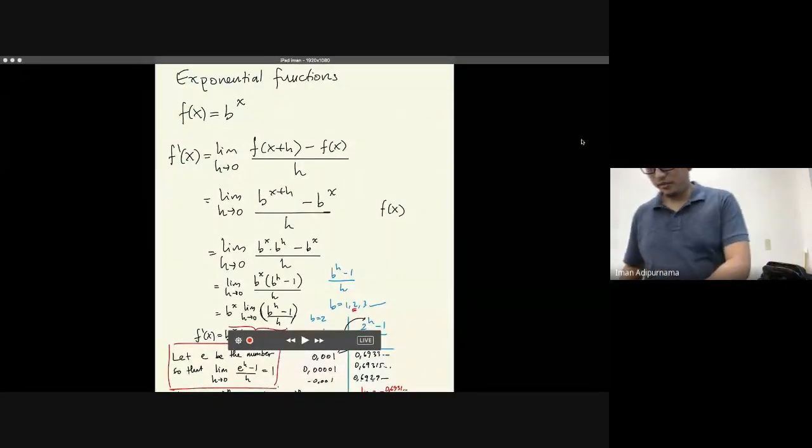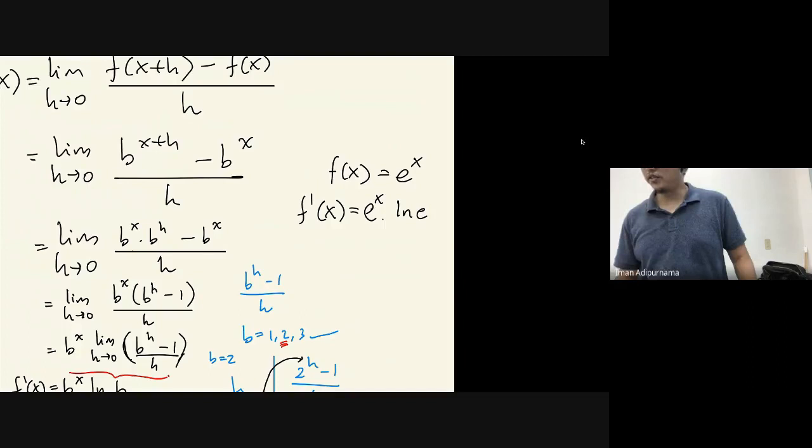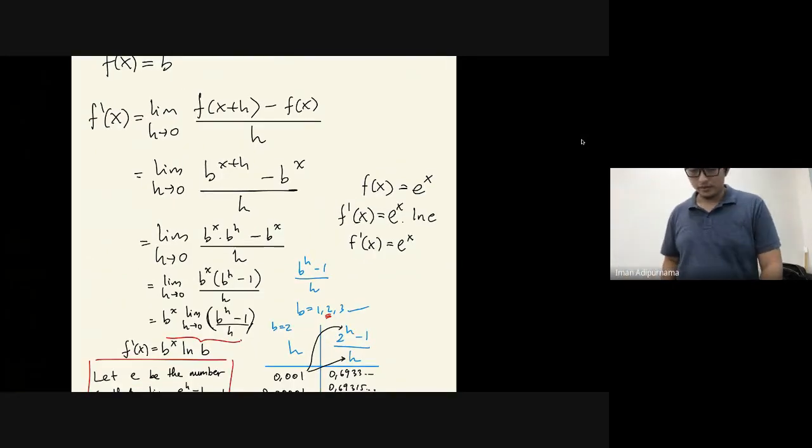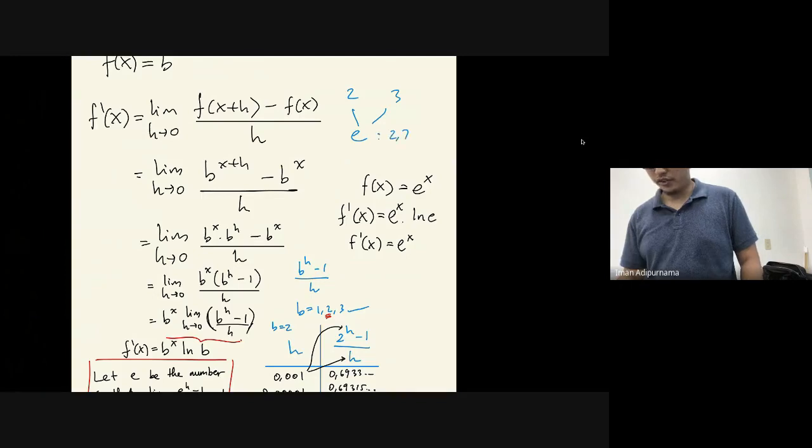Okay, let's continue a little bit. If your function is e to the x, your f prime x will be e to the x, and you multiply with ln e, which is just 1, right? That's why your derivative is e to the x. By the way, e is somewhere between 2 and 3, which is 2.71828 something.